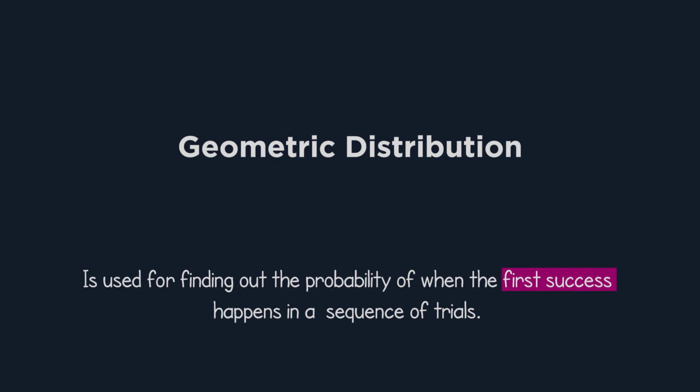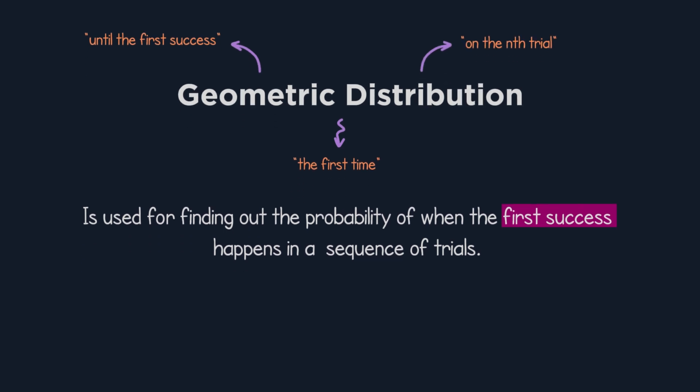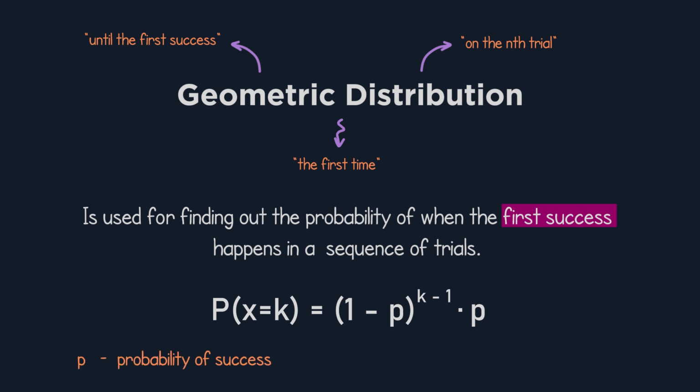You'll often see problems like this phrased with words like the first time, until the first success, or on the nth trial. The formula for calculating the probability in these scenarios is (1 minus p) raised to the power of k minus 1, multiplied by p. Where p is the probability of success, k is the trial number when the first success occurs, and 1 minus p is the probability of failure.